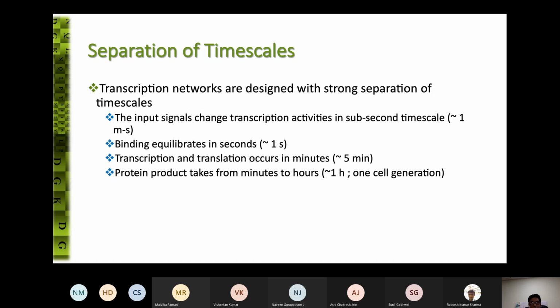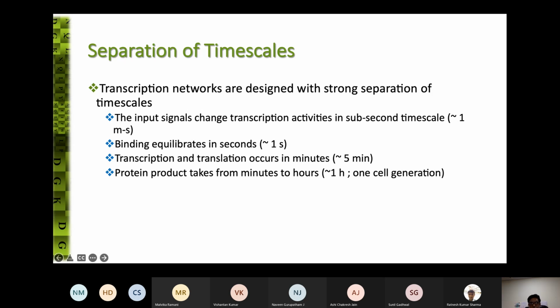So now with that as background information, just look at these 4 points that I've stated here. The input signal for transcription activities is in the sub-second levels, in the milliseconds. If you're looking at binding equilibration, then it's in the seconds level. If you're looking at transcription and translation, then in the order of minutes, up to 5 minutes. And if you're looking at protein products, then that takes from minutes to hours, and sometimes maximum on the order of hours for one cell generation to take place. And about half an hour, 30 minutes, is for a faster growing organism like E. coli or maybe some of those other organisms.